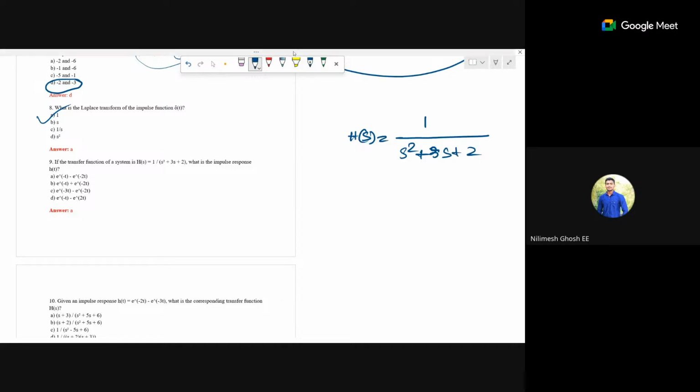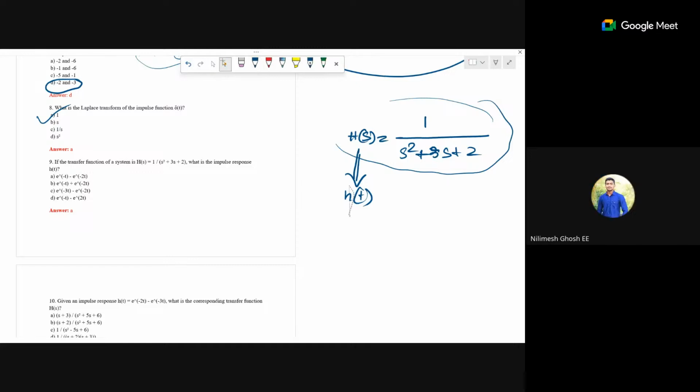So this is our H of S. We need to find the time domain. This is the Laplace domain, right? We need to find H of t. Sir, we have to take the inverse Laplace transform. But if you take the inverse Laplace transform of this signal by doing the integration, that will be time consuming.